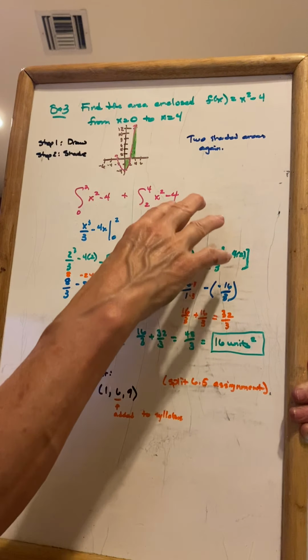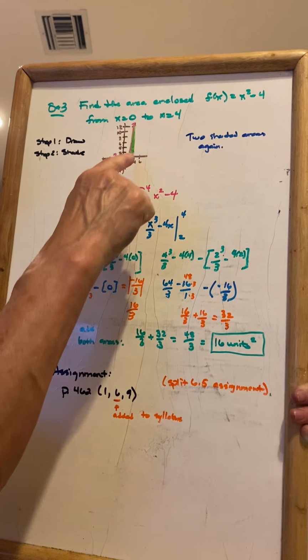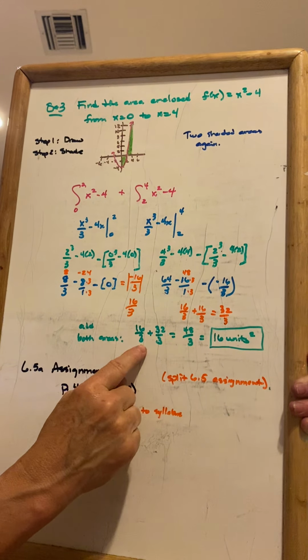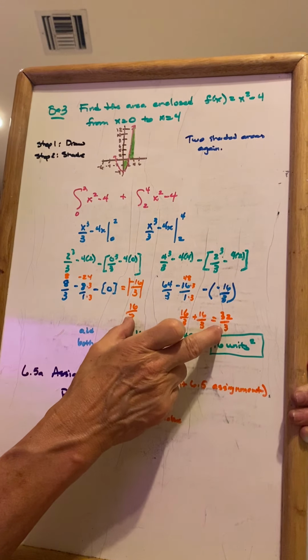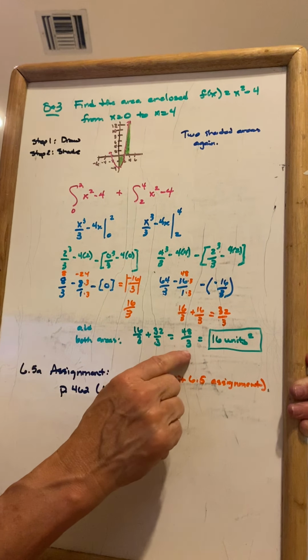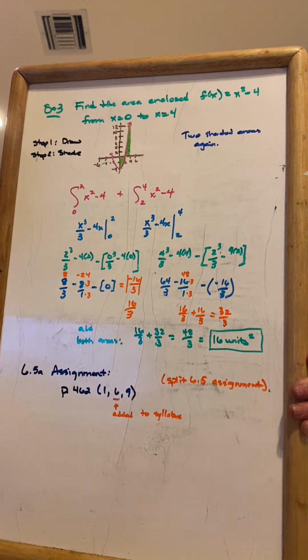Now that's 32/3 for this half of the curve, or for that from 4 up there, that top half. The other one was 16/3. Remember, I still had these two, so I have to add these two together. 16/3 plus 32/3 is going to be 48/3, which comes out to a nice 16 units squared.